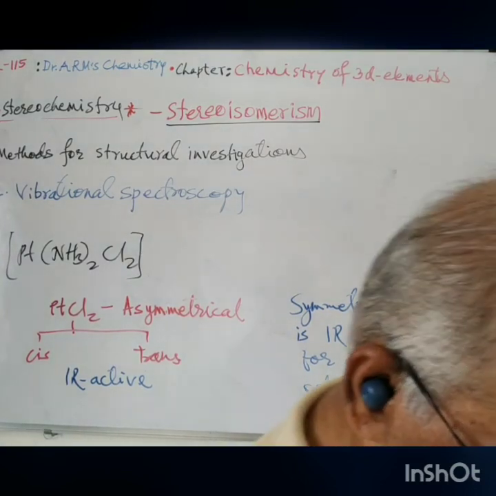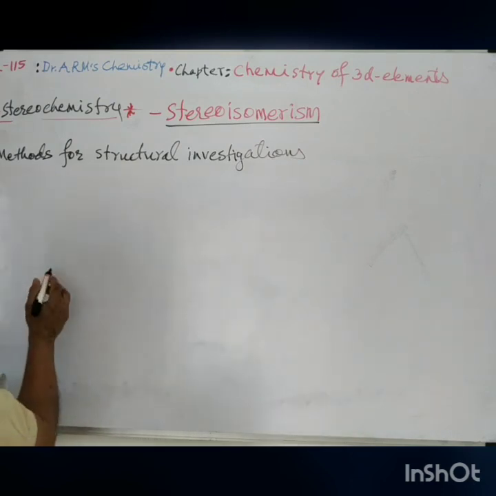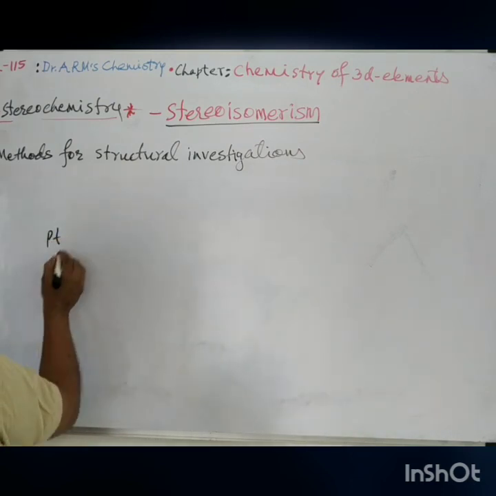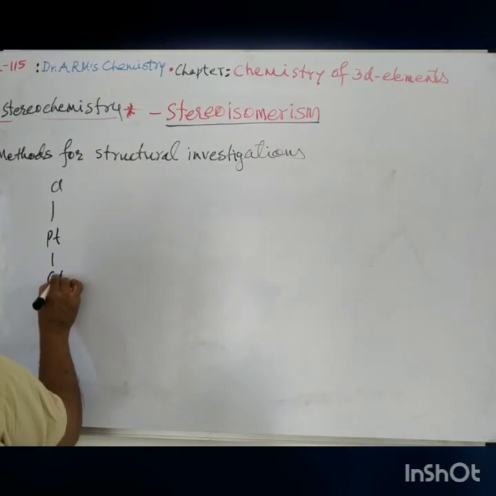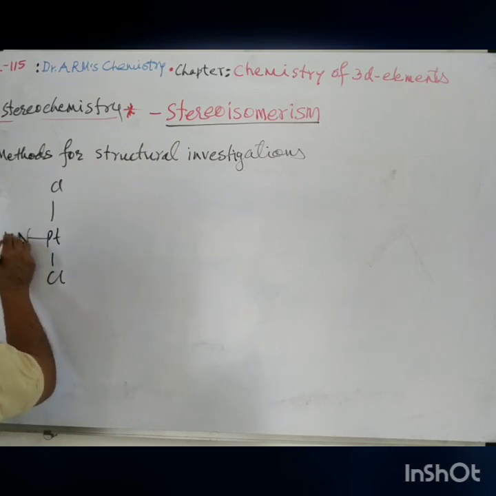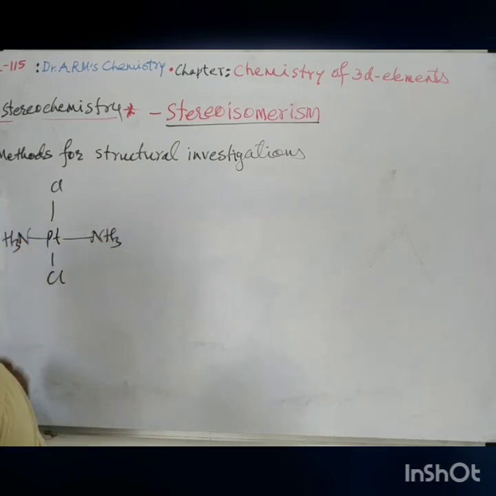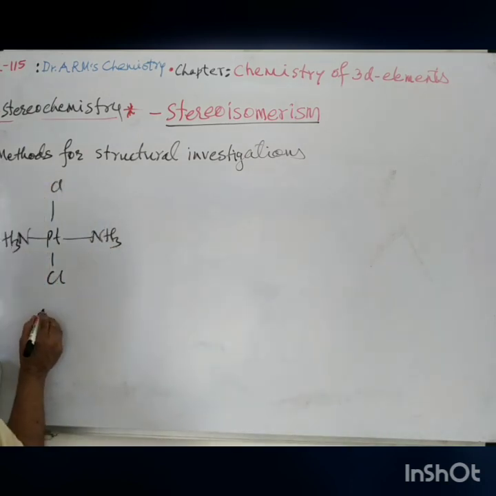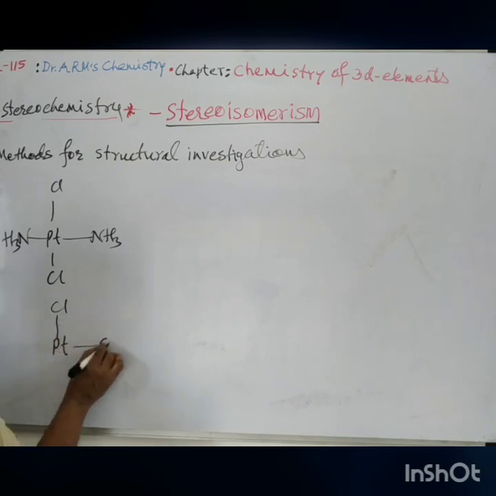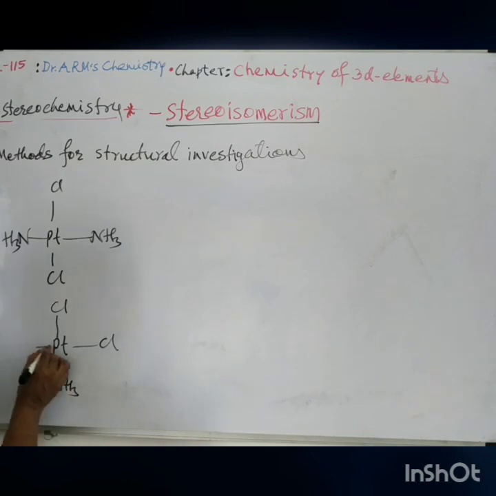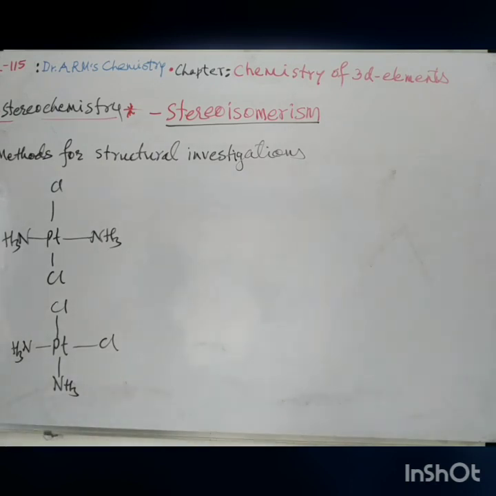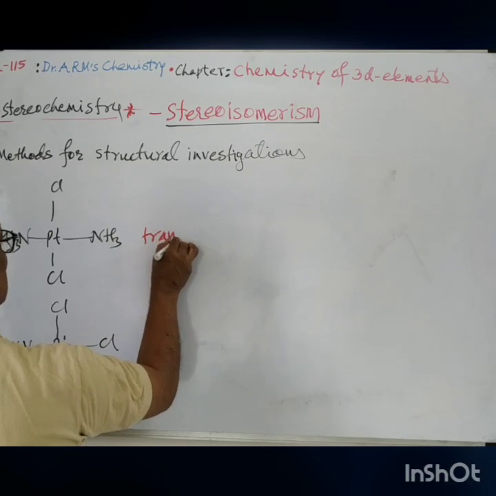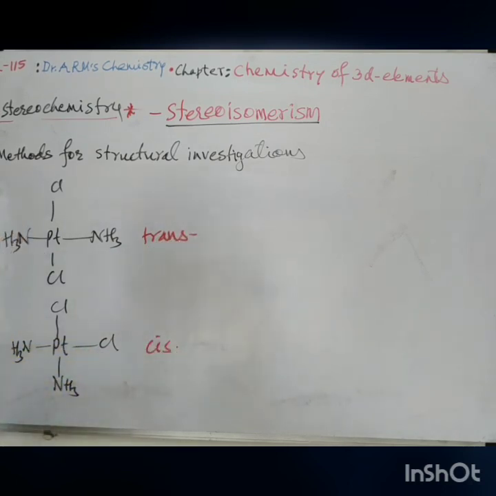For example, if we consider platinum, Cl, Cl, NH3, NH3, this is a square planar complex. Another example is Cl, platinum, Cl, NH3 and NH3. So here you will find that one is a trans isomer and the other is the cis isomer.